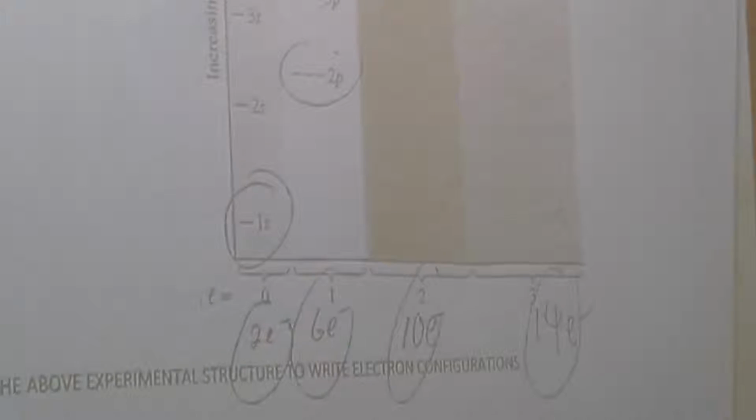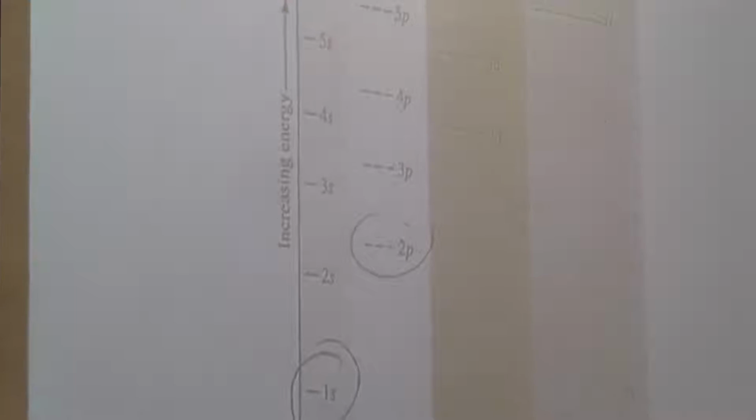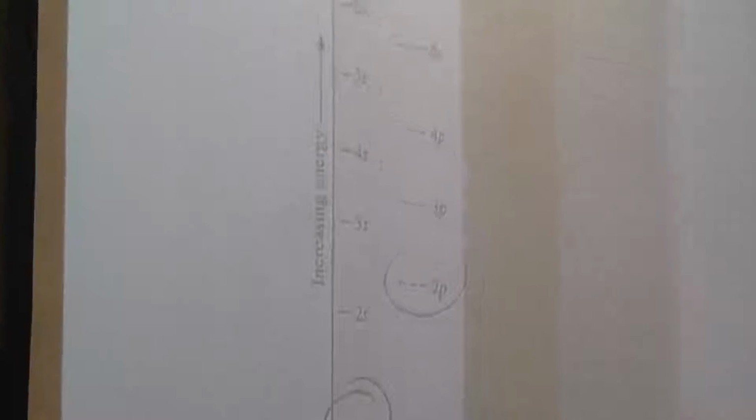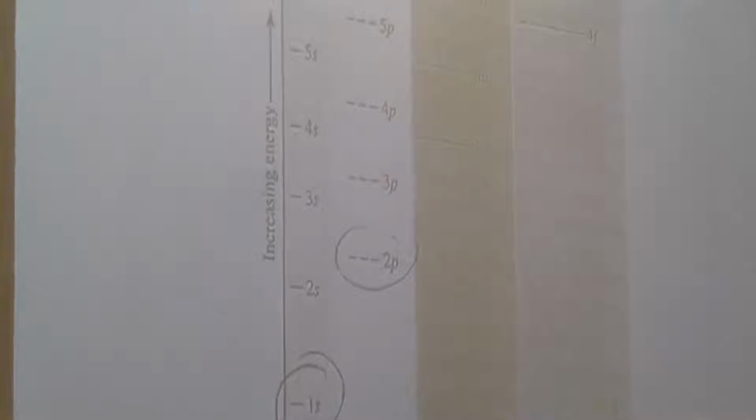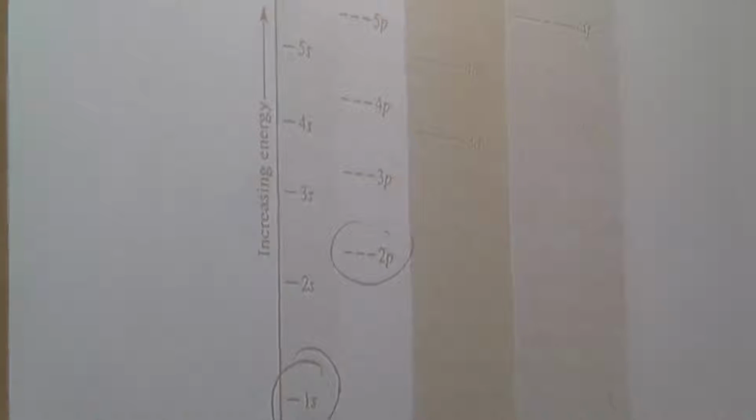Question about that? Question about how to use this experimental diagram to get configurations. It does everything that the previous chart did, but it also allows you to go beyond argon, because all these little glitches where things get out of sequence are on this chart. They were not on the previous one, but they're already on this one for you. Question about how to use this.